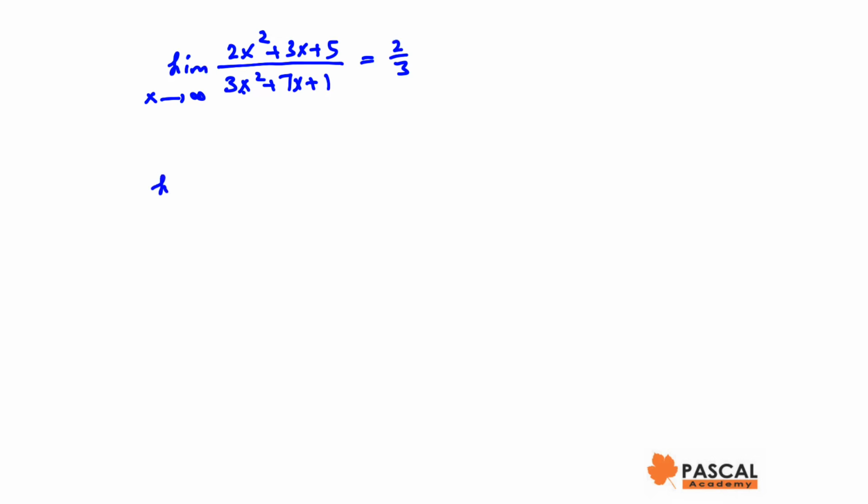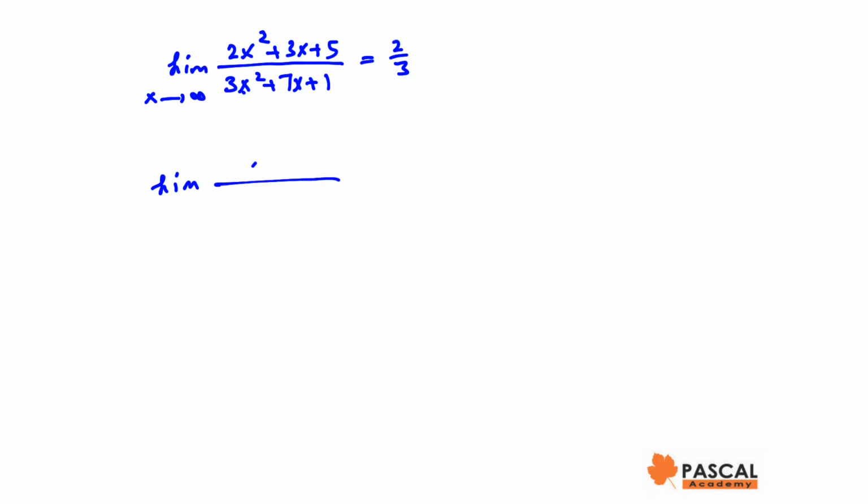Using this fact, we can say the limit of 2x squared plus 3x plus 5 divided by 3x squared plus 7x plus 1 as x approaches infinity is 2 over 3. Because this limit is the same as the limit of 2x squared divided by 3x squared, the dominant terms of the numerator divided by the dominant terms of the denominator, which is 2 over 3.